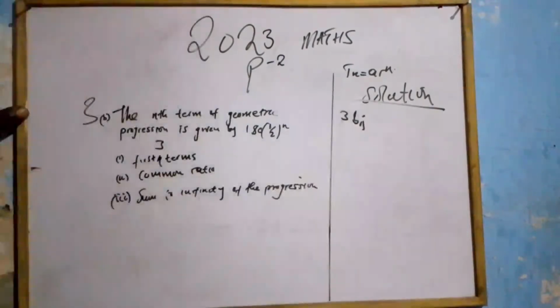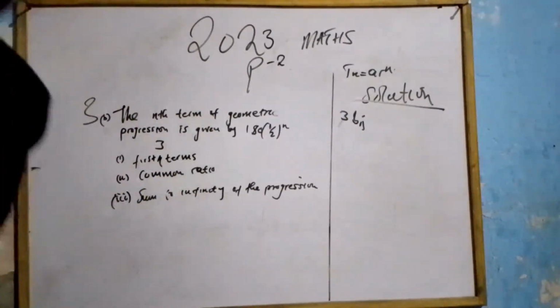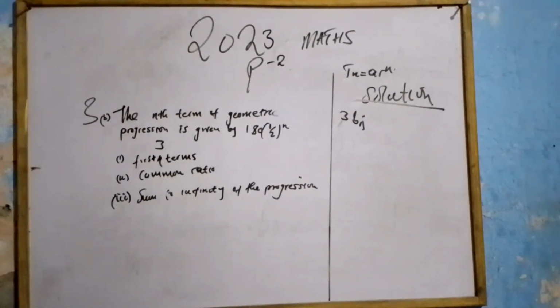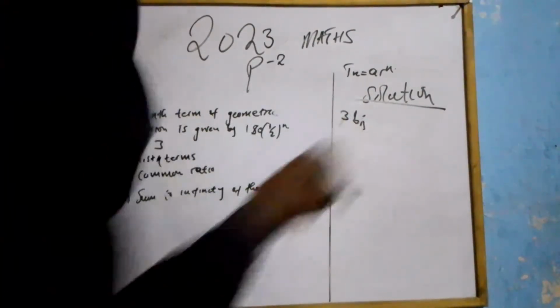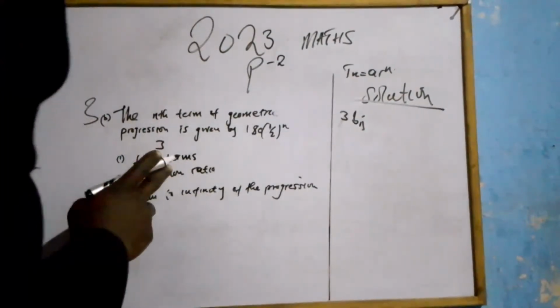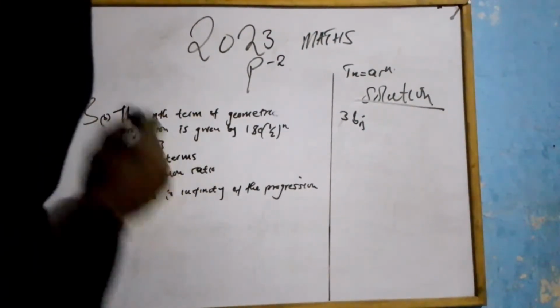3B1. When answering, make sure you indicate the questions, because some examiners may get confused when marking your papers. Like I indicated here, 3B, Roman numeral 1. We are finding the first three terms.